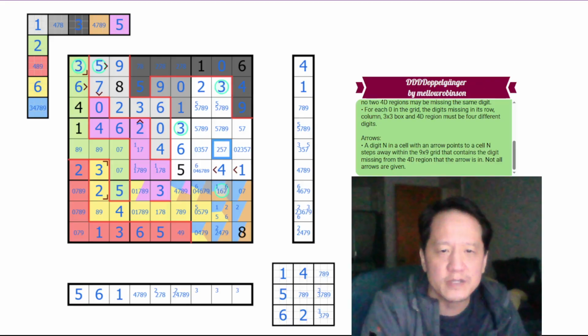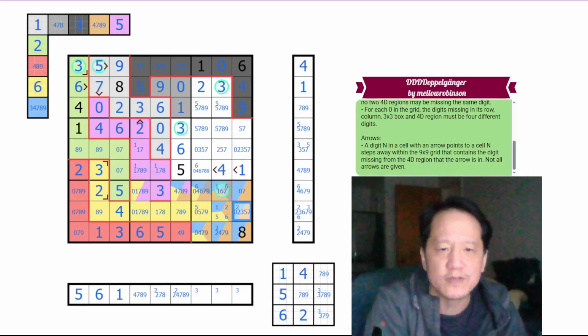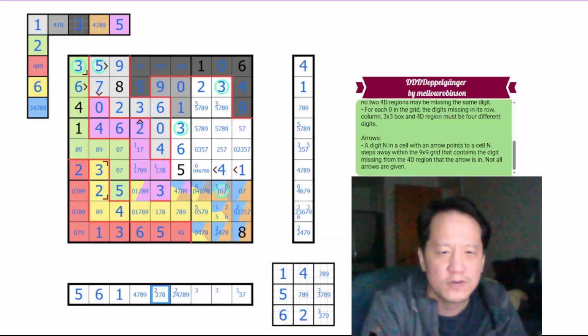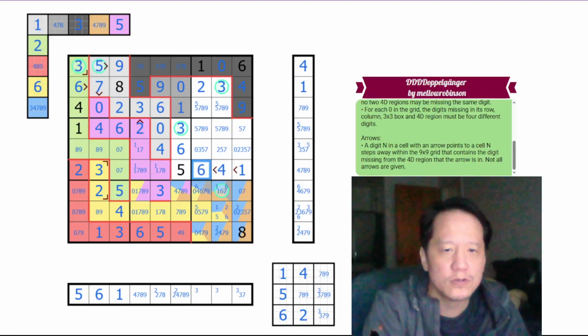This 3 eliminates 3 here. Remaining digits in the row, not column 9, are 0, 2, 3, 5, 7. So we're missing 2, 3, 5, 7, no 2. So it's 3, 5, or 7 that we're missing here. It cannot be missing 5. So it's missing 3 or 7. Therefore, this must be 6 here.